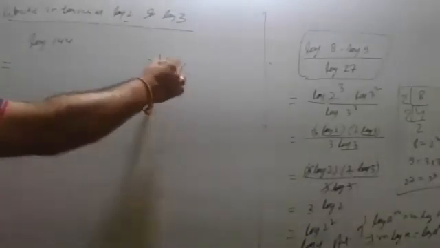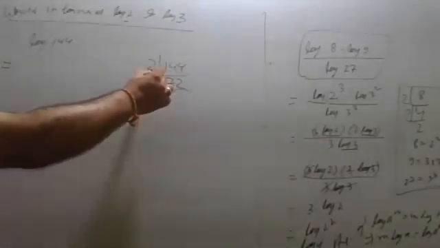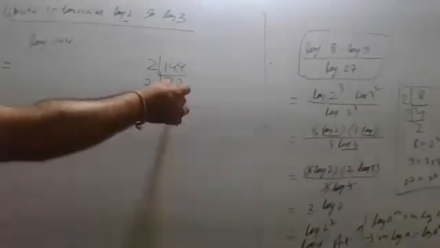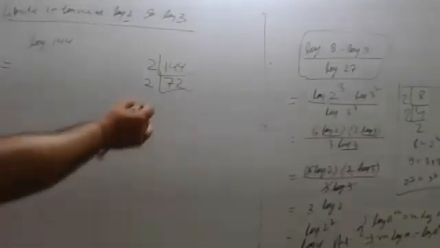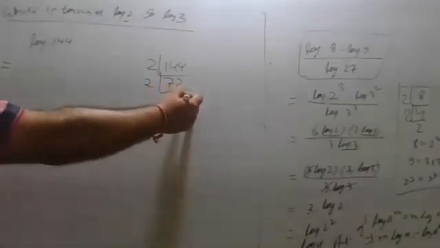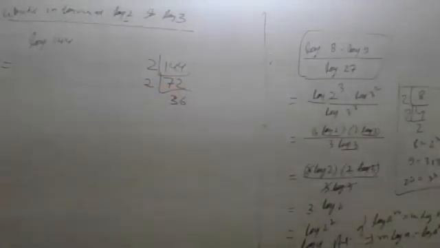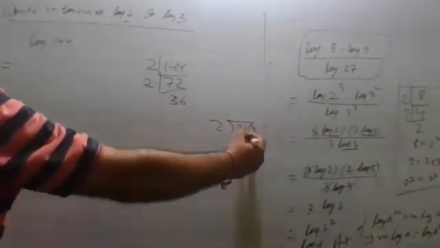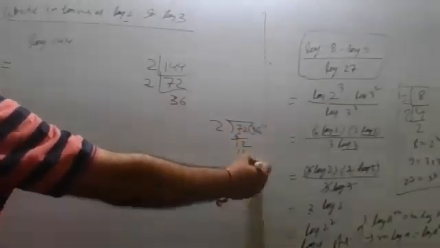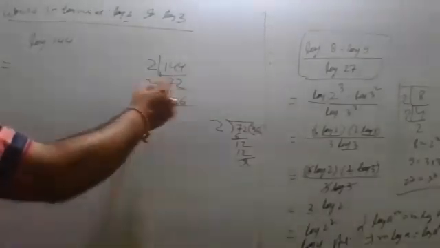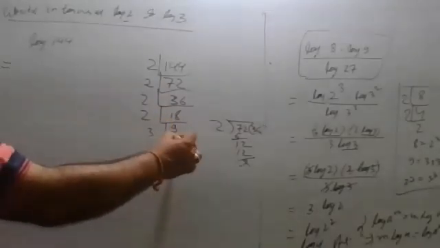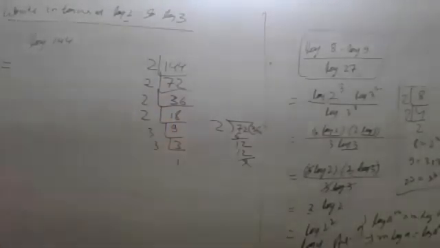2 into 72. Next, 2 into what? 72, so what will be the result? 36. 2 into 36 is 72. It means that we are dividing 72 by 2. 2 threes are 6, remainder is 1. 2 sixes are 12. Like this. Then 2 into 18, 2 into 9, and 3 into 3. 3 threes are 9.